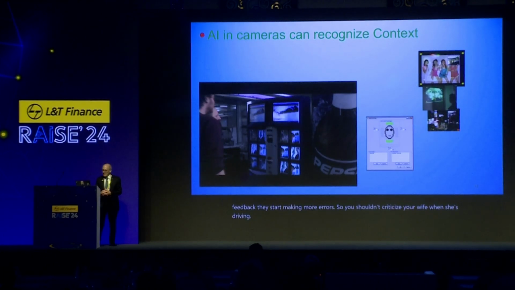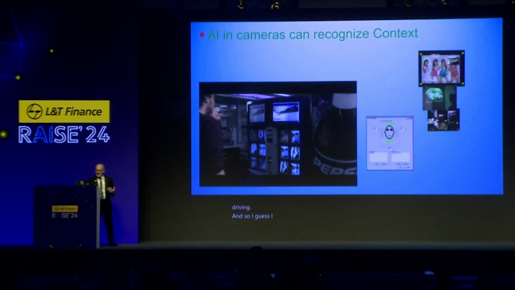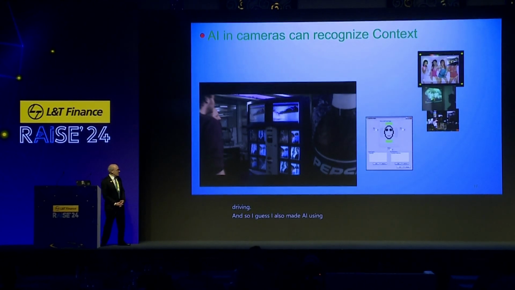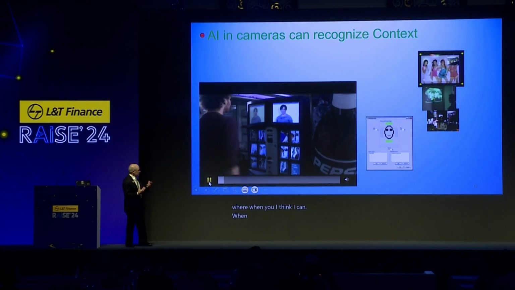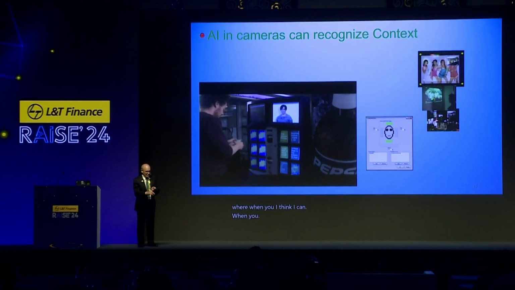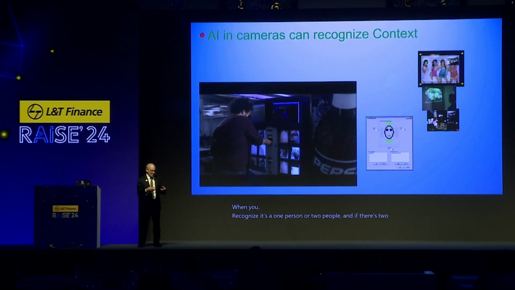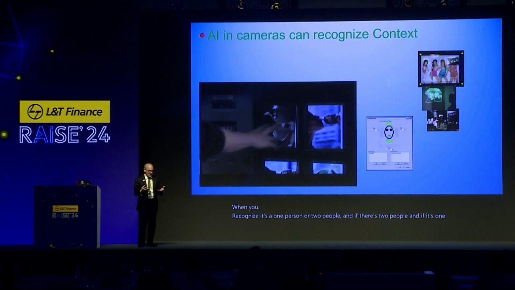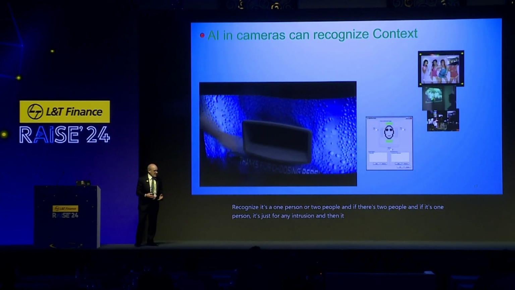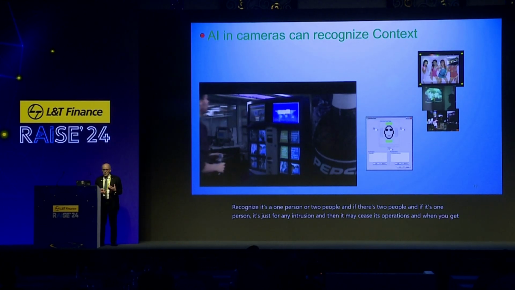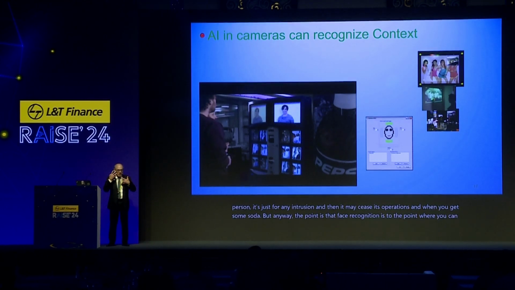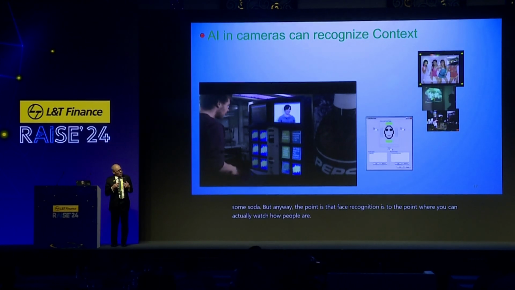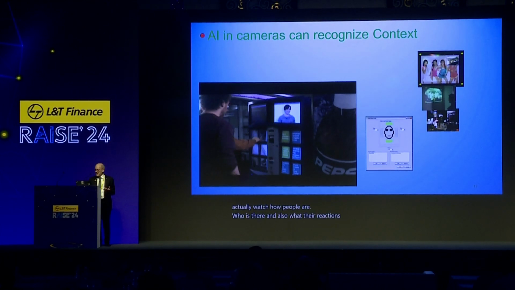And I guess I also have made AI using cameras in many places. This is a vending machine where when you walk up to it, it recognizes there's one person or two people. If there's two people, it makes a game for them to play together. And if it's one person, it just turns into a vending machine. And then it makes a big celebration when you get some soda. But anyway, the point is that face recognition is to the point where you can actually watch who is there, and also what their reactions are just with their faces, and make interfaces that way.